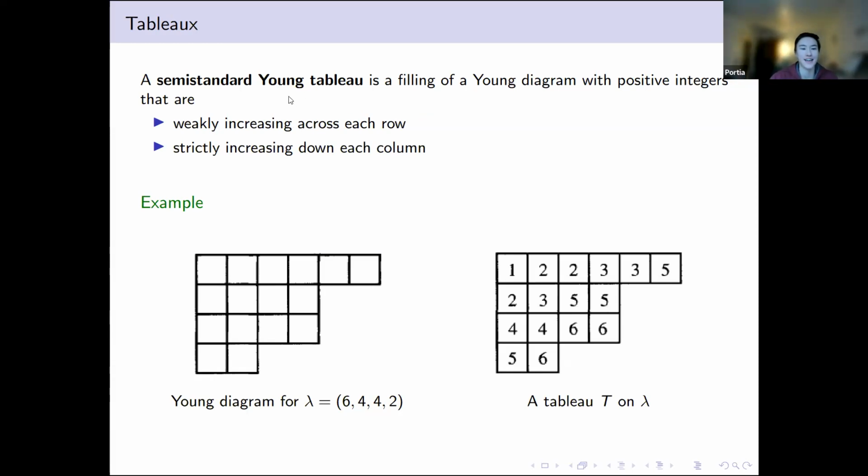Okay, so a tableau, a semi-standard Young tableau, or we'll just call them tableau from now on, is a way to fill a Young diagram with positive integers such that they are weakly increasing across each row and strictly increasing down each column. This is an example of what that looks like: here's a tableau on the partition, or the Young diagram, over here. Probably people have dealt with these before.